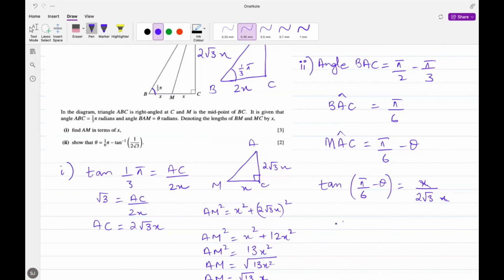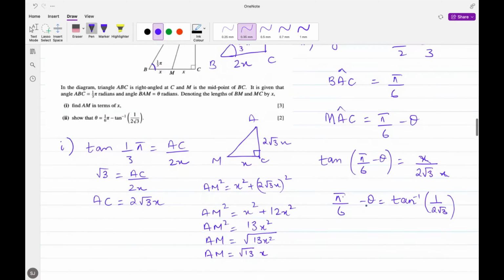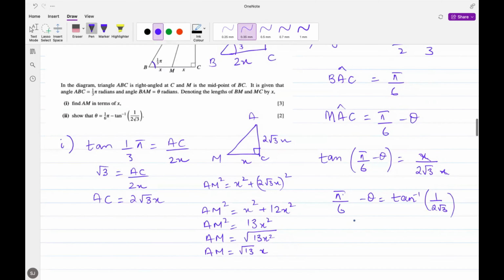So now taking the tan inverse, we will get pi upon 6 minus theta is equal to tan inverse of 1 upon 2 root 3. To find theta, we'll take it to the right hand side and bring tan inverse to the other side. So this will become pi upon 6 minus tan inverse of 1 upon 2 root 3, and that will be equal to theta. We have to show that theta is pi upon 6 minus tan inverse of 1 upon 2 root 3. So we can see it has been proven.